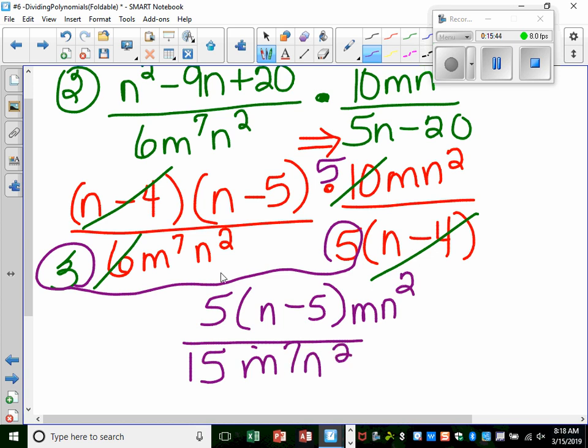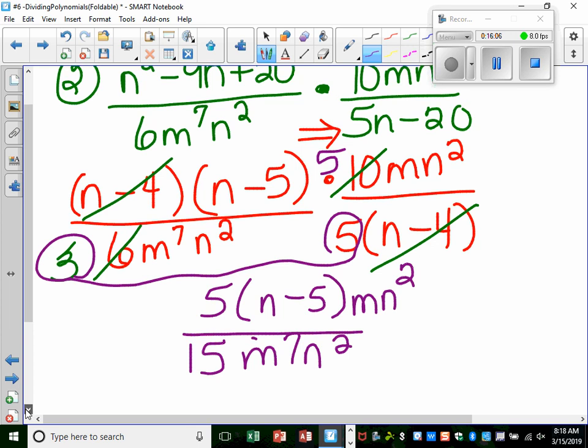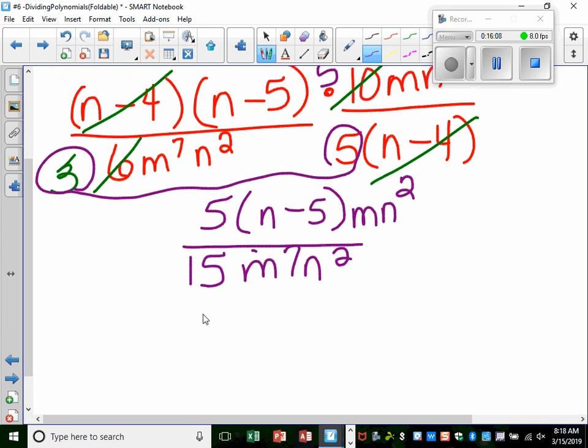Is that right? So this is what I had left at the top. I had the 5 left at the top. I had the n minus 5. I had the m n squared. All of that was left at the top. At the bottom, I went on and I multiplied this 3 and 5, and I got 15. And I brought down the m to the 7th and n to the 3rd. Now, can I reduce 5 over 15? Absolutely. Okay, what is 5 over 15? 1/3? Okay, so I'm just going to change this to 3 at the bottom. I really don't need to write that 1 there. That's invisible. Okay, so that reduced to 1/3. So that's taken care of.